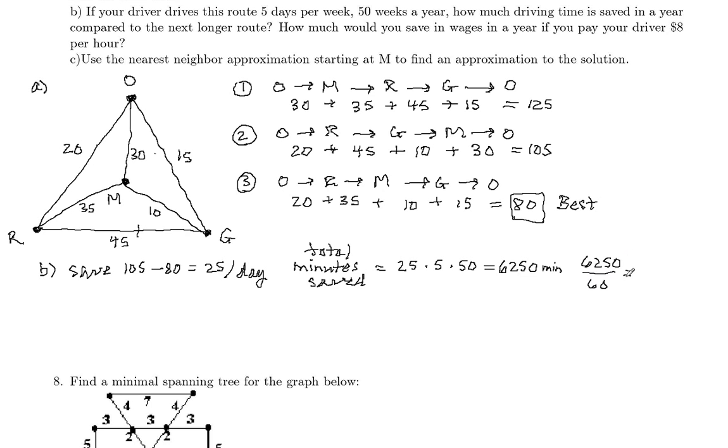And if you do that division, you get 104.16 repeating. So you'd say 104.17 hours that are saved. And then you would do $8 an hour times that 104 hours. Okay. So the money saved equals $8 per hour times your 104, whoops, not 14, 104.17. And round that guy to the nearest penny. So if we do 8 times 104.17, we get 833.36.